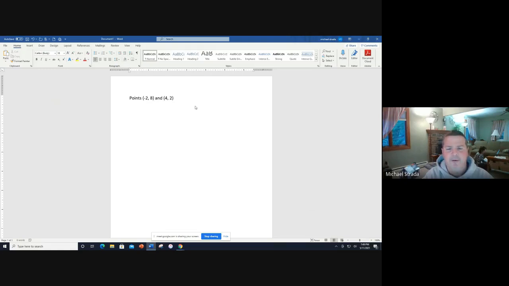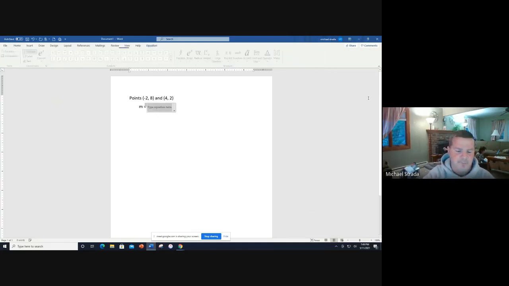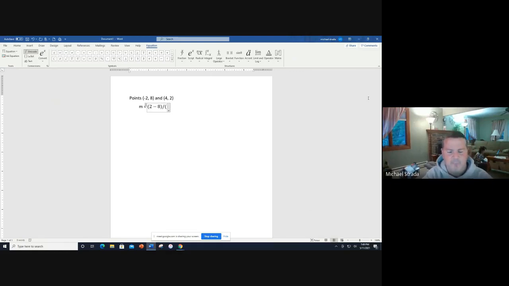To find the slope, we do the change in y over change in x. The order does not matter as long as you stay consistent. So if I take the second point's y, which is 2, and subtract the first point's y, which is 8, then I have to stay with that. So the 2 went with the 4, so that would be 4 minus, and remember we're subtracting a -2.